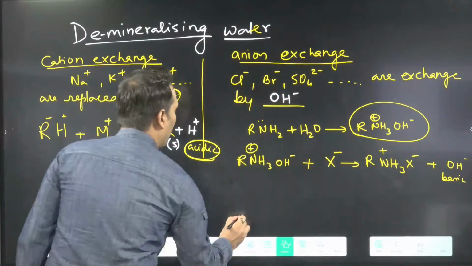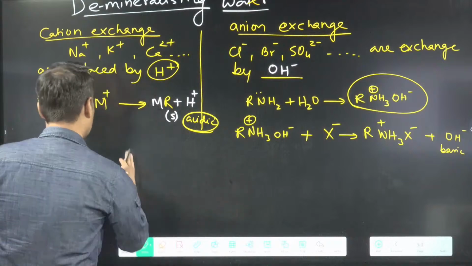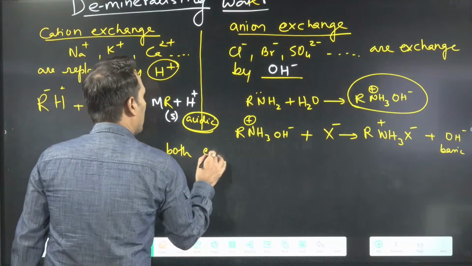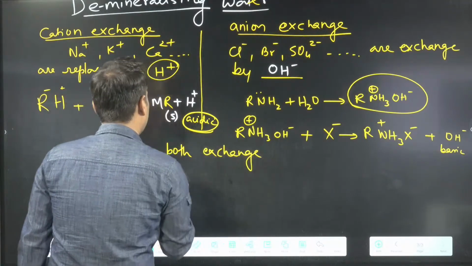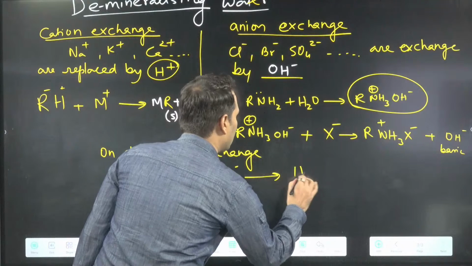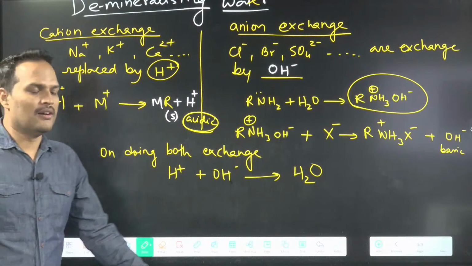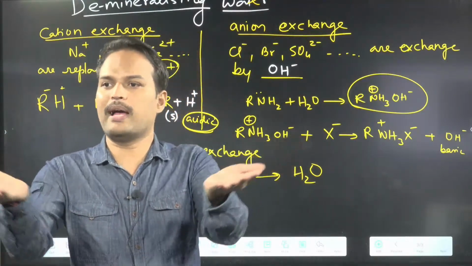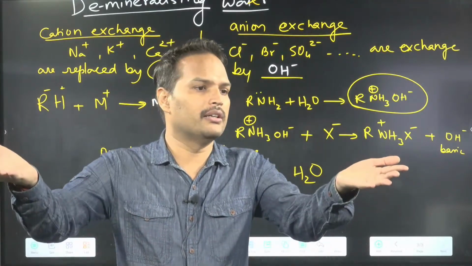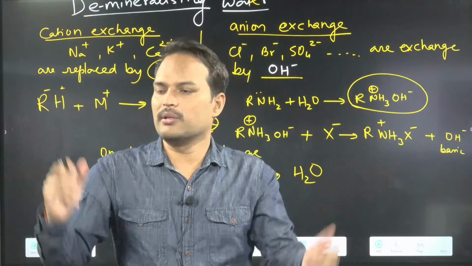But if we do both, on doing both exchanges, what will happen? One will generate H plus, the other will generate OH minus, and both will combine to form water. Now nothing happened. Finally, what is the result? Now come back. What is the final result? In my hand, what am I having? Water, free from Na plus, free from Cl minus. Got the point?